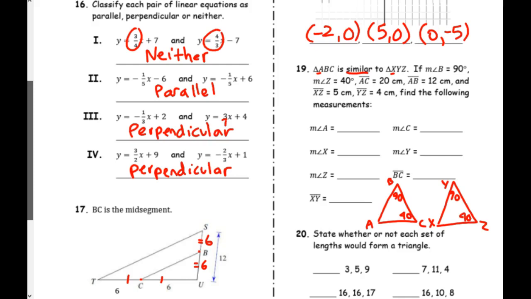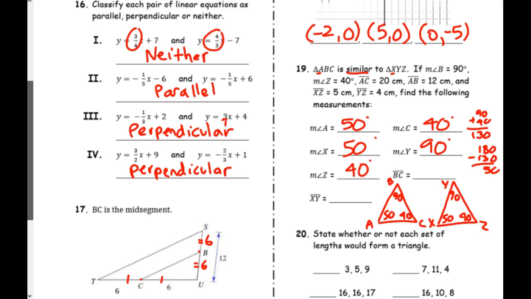Let's find that missing angle. Okay, 90 plus 40 is 130. 180 minus 130 is 50. So I got 50 and 50. So the measure of angle A, 50. The measure of angle C, 40. The measure of angle X, 50. The measure of angle Y, 90. Measure of angle Z, 40. Okay.